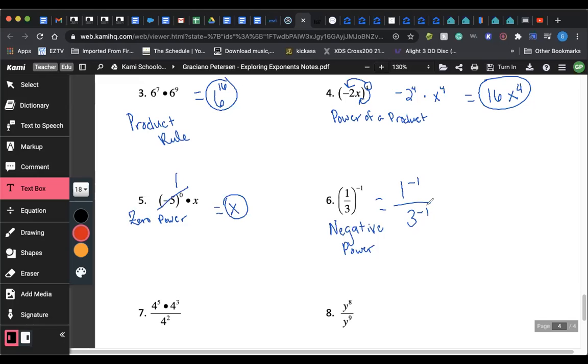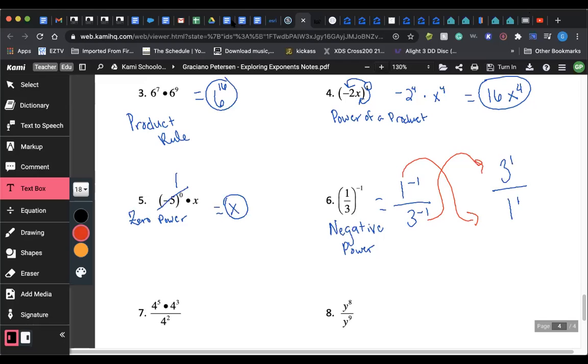To get rid of that negative exponent, I have to switch from a numerator to a denominator. So that's what I'm going to do with this 1. I'm going to move it to a denominator. And I have to switch this 3 from a denominator to a numerator. I'm going to move that up to make it a numerator. When I do that, my exponent changes from negative to positive. So I have 3 to the positive 1 over 1 to the positive 1. That is my negative power rule.